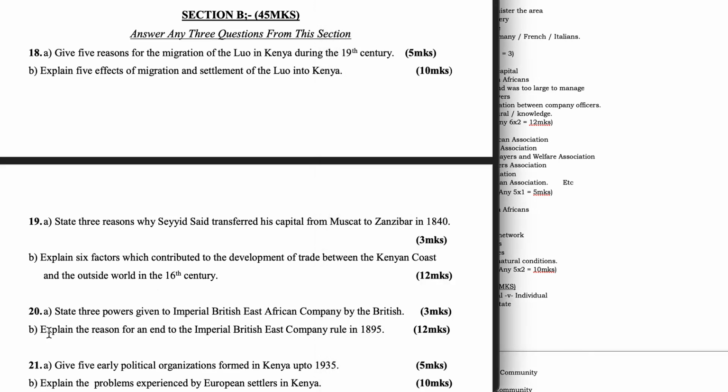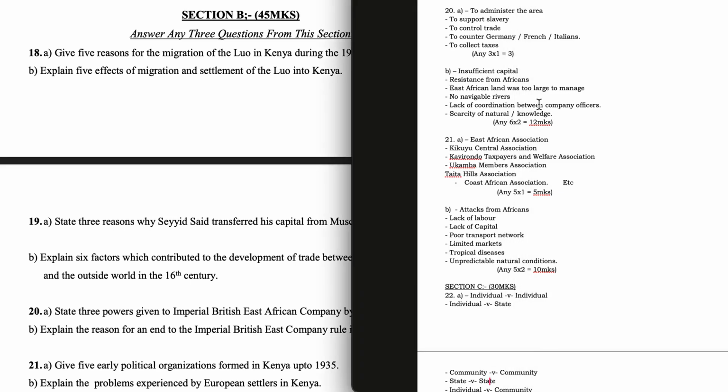Question 20B. Explain the reasons for the end of the Imperial British East African Company rule in 1895. Insufficient capital, resistance from Africans, East African land was too large to manage, no navigable rivers, lack of coordination between company officers, scarcity of knowledge.